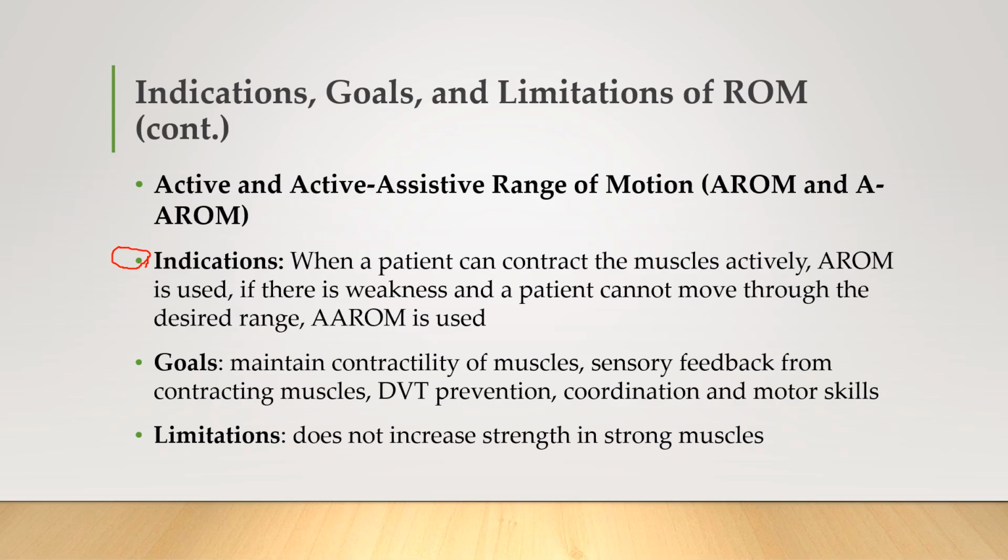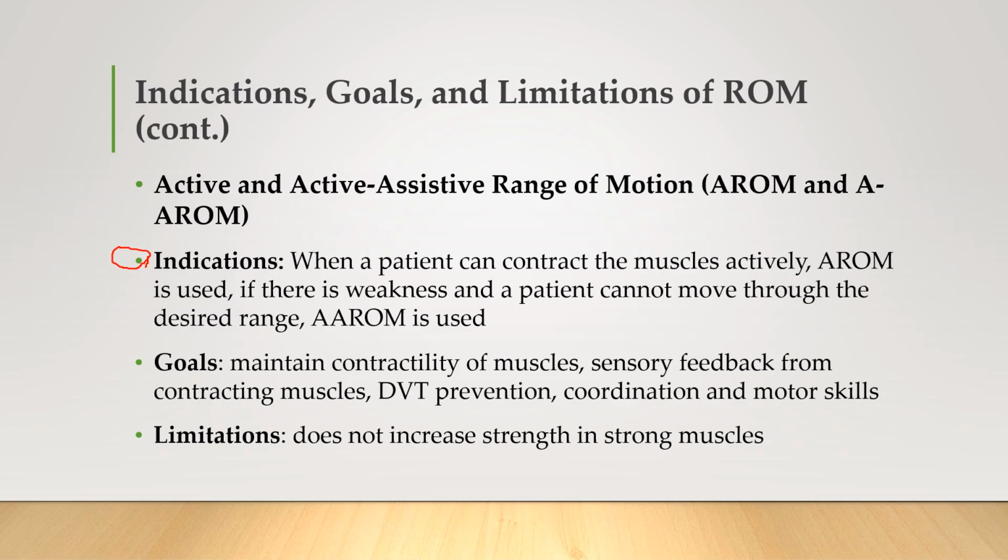If there is weakness and a patient can't move throughout the desired range, then we're going to have to use something like active assisted range of motion. So let's say that we're performing a shoulder flexion activity all the way against gravity. So maybe they're sitting or standing. They only get to about 90 degrees of shoulder flexion, and we really want at this stage 120 degrees.